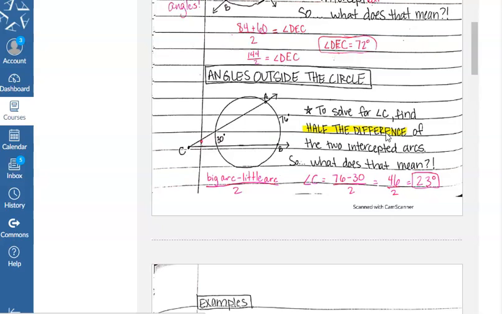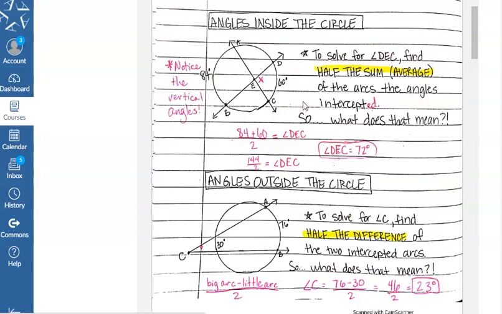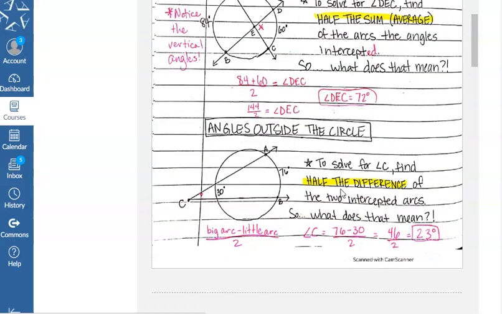All right, and then if the angle is outside the circle, like this, you would take half the difference. What does that mean? It means big arc minus little arc divided by 2. So C is here, and here's my angle C. The arcs in between those angles, called intercepted arcs, are what we're going to use. So my big arc is 76 over here, in between the two rays of that angle, minus my little arc, which is 30. So 76 minus 30, divided by 2, and you get 23, and that's how you solve for those angles. So that's the gist of 10.4: you either take half the sum, or the average, or you take half the difference.